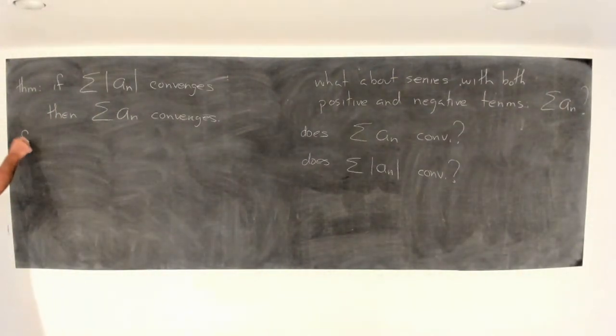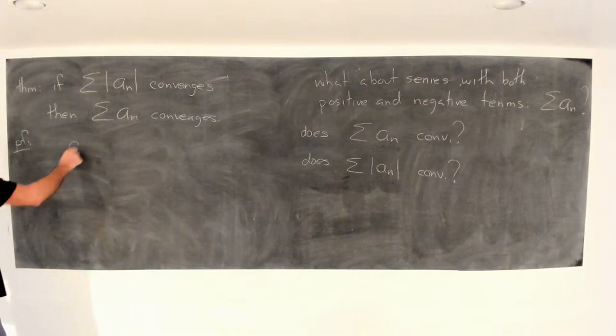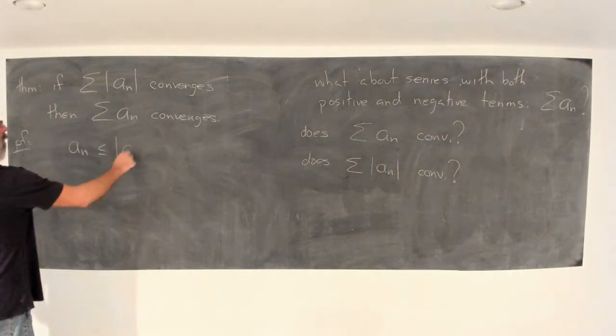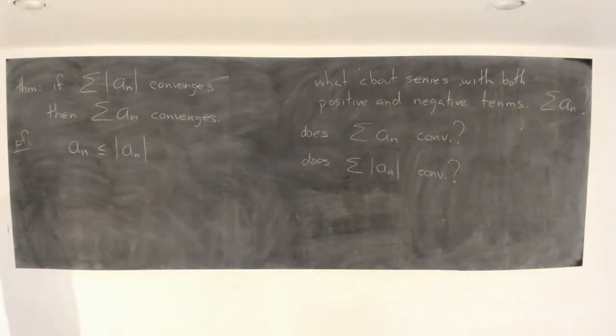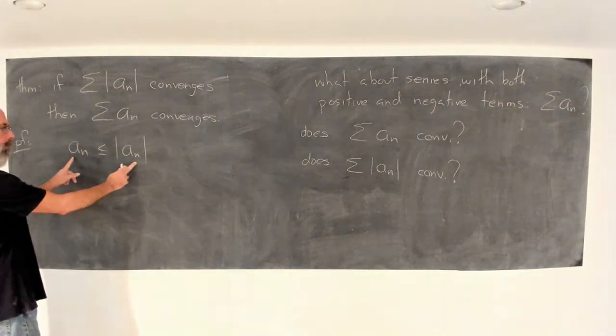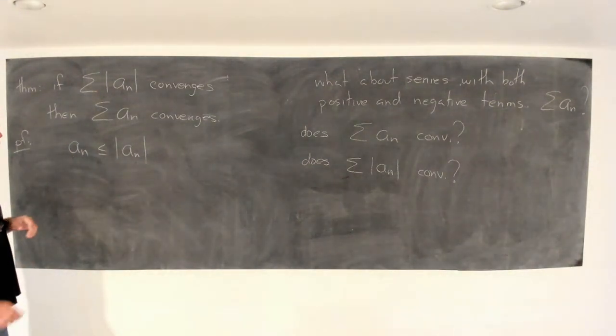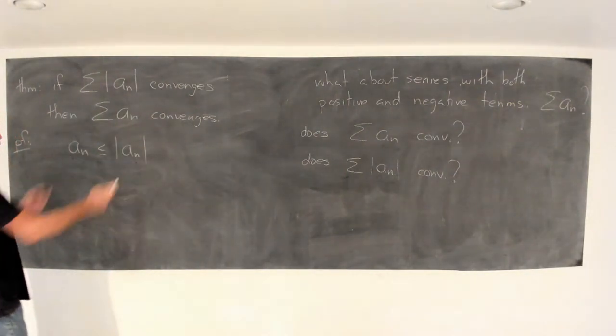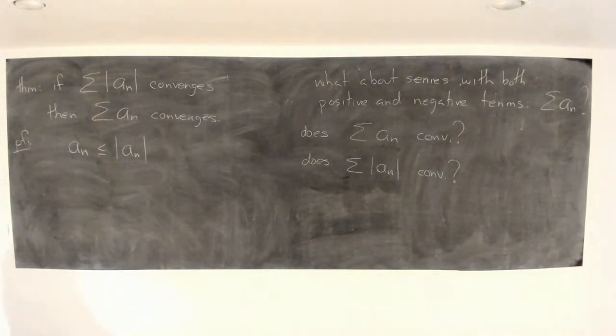So, proof. What do we know? We know that an is less than or equal to its absolute value, right? If an is positive, then these are equal. And if an is negative, then this is a negative number, whereas this one is positive. So this inequality is immediately true.